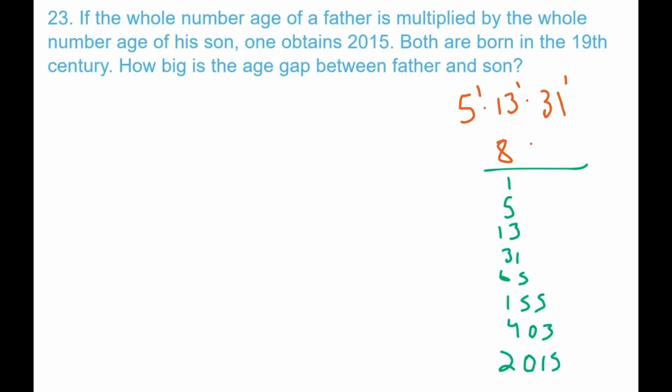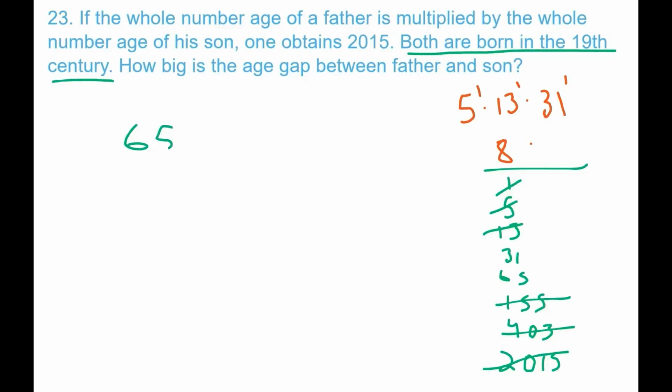Now we use the statement that both are born in the 19th century. That means at max, they're 115 years old, and at minimum, they're at least 15 years old. So that means it can't be 2015, 403, 155, 1, 5, or 13. So the only ages that are left are 31 and 65. Since the father is older than the son, we know that the father is 65 and the son is 31.